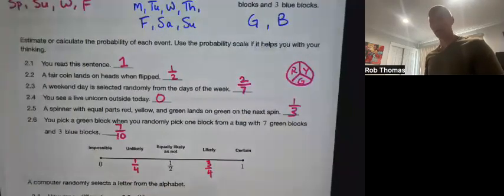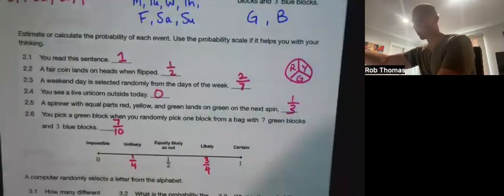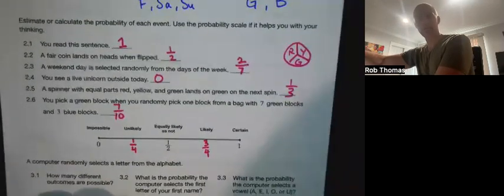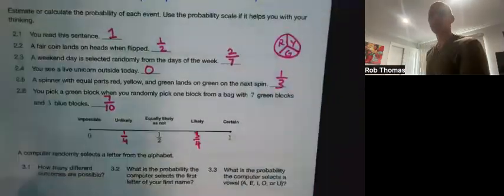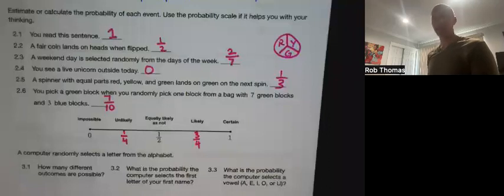Okay. We're moving down here to where it says a computer randomly selects a letter from the alphabet. Do you know how many letters are in the alphabet off the top of your head? Would you have to go like this? A, B, C, D, or just Google it? It's 26. There are 26 letters in the English alphabet.